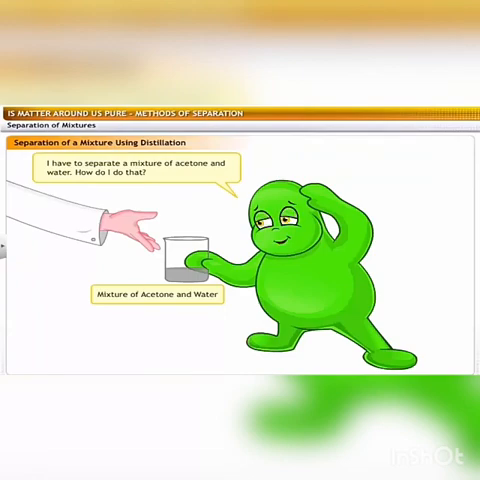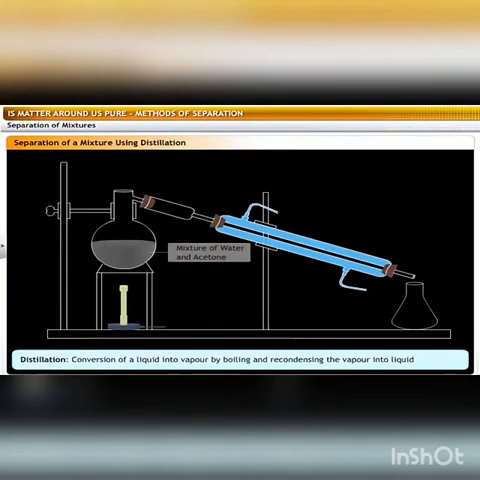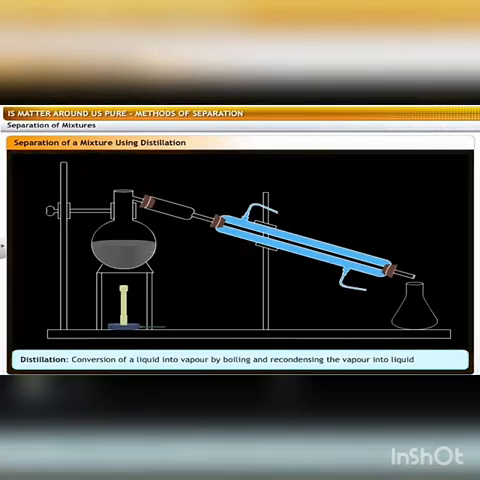I have to separate a mixture of acetone and water. How do I do that? To separate a mixture of water and acetone that form a miscible liquid pair, set up the apparatus as shown in the diagram.